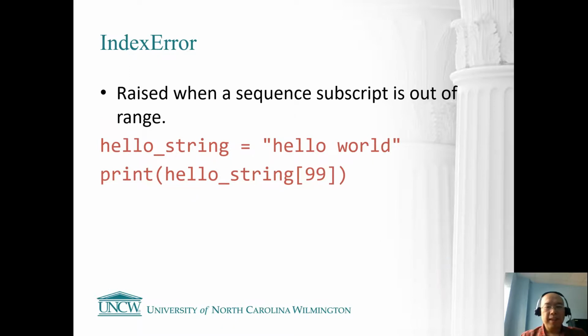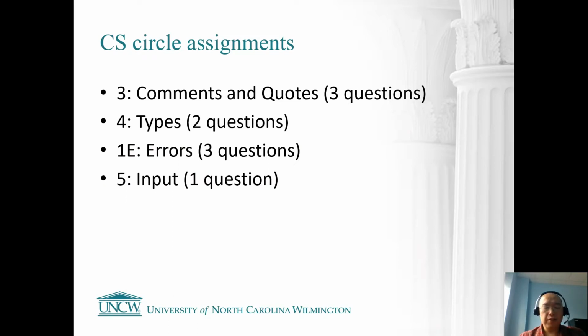Okay? And then the next one is index error. Index error means we are using an index, but that index is not valid in a certain string. For example, say I'm trying to access the index 99. That is the number 100 character because we are counting from 0. So the number 100 letter does not exist in the string hello world. Hello world is too short. So we will have an index error. Okay? So those are a few of the most common error types we may see.